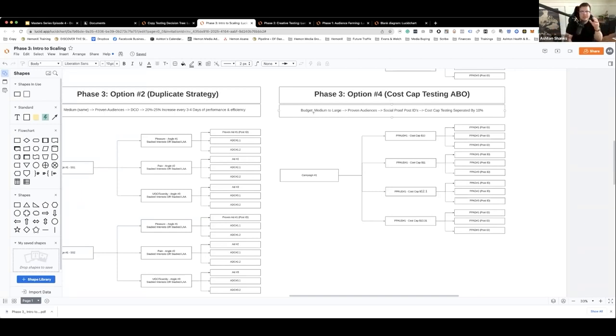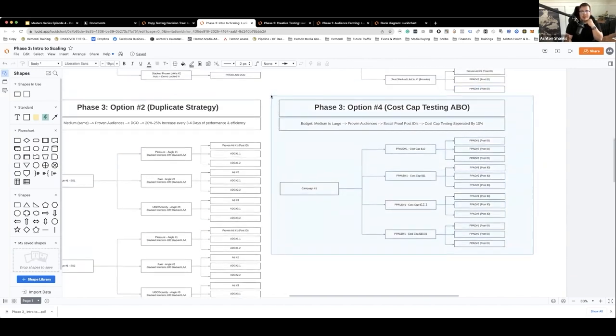Now, I will say this is a much more advanced and aggressive level of scaling. It will require you to have daily interaction, probably most of the time 4 to 5 times a day. And your biggest struggle here is actually not going to be your conversion costs. It's going to be deliverability. Can Facebook actually spend your money at that cost cap?